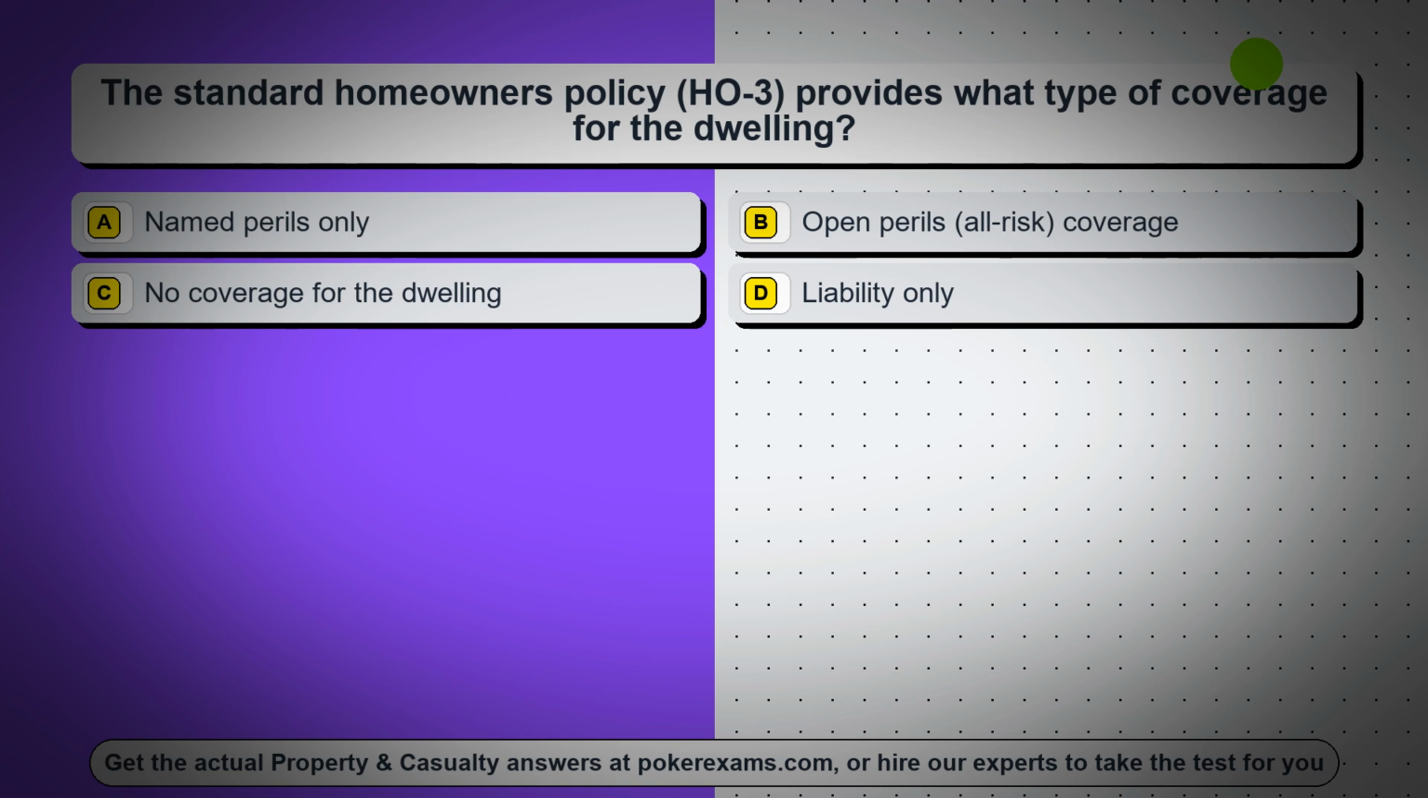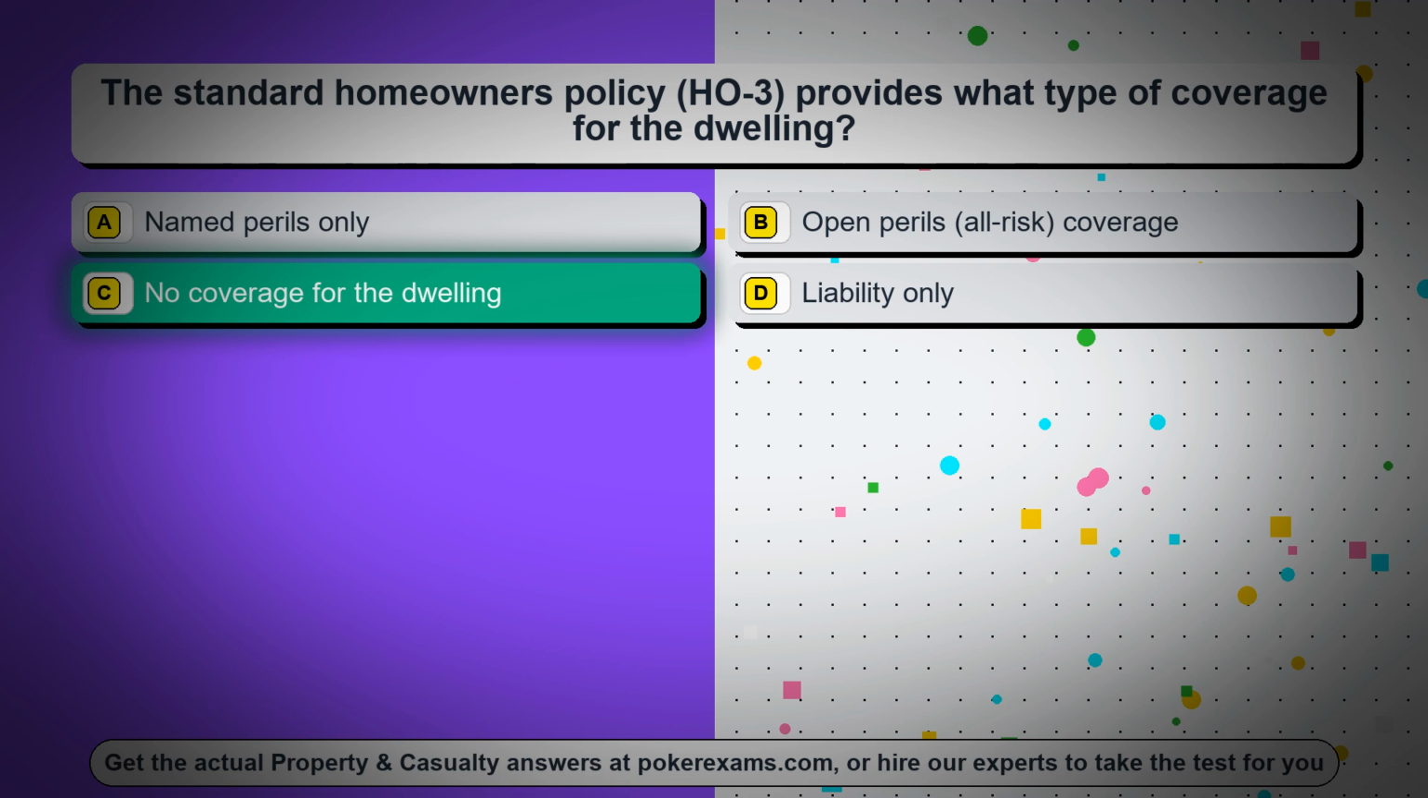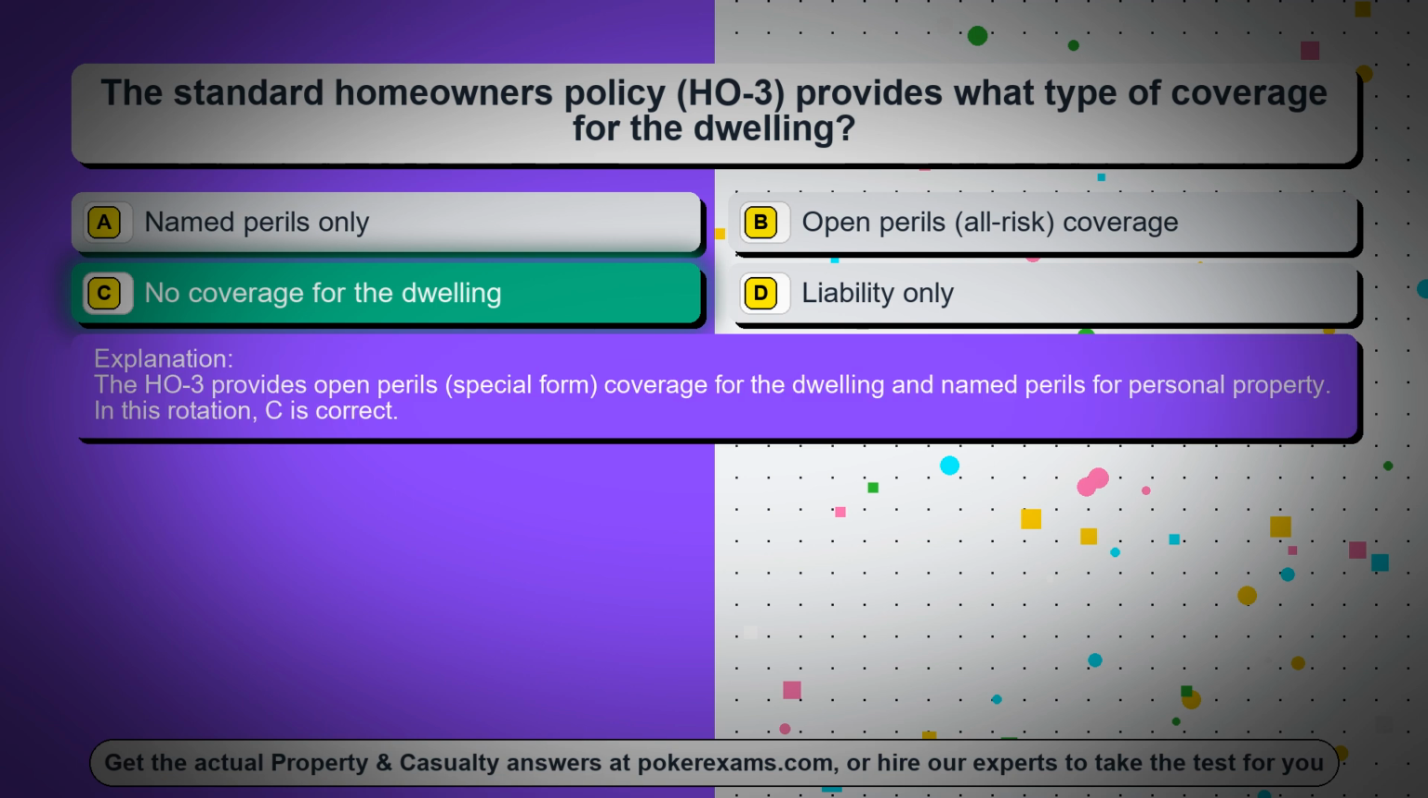Question 36. The standard homeowners policy, HO3, provides what type of coverage for the dwelling? Option A, named perils only. Option B, open perils, all risk, coverage. Option C, no coverage for the dwelling. Option D, liability only. The correct answer is option C, no coverage for the dwelling. The HO3 provides open perils, special form, coverage for the dwelling and named perils for personal property. In this rotation, C is correct.